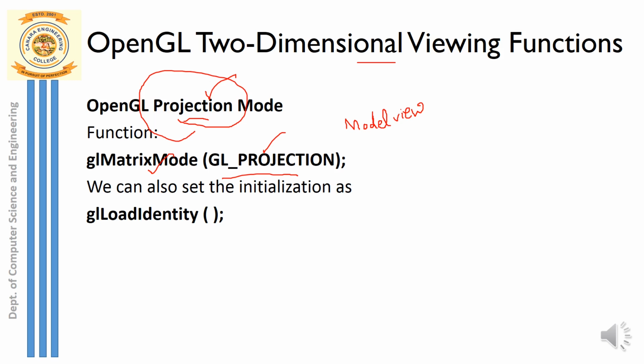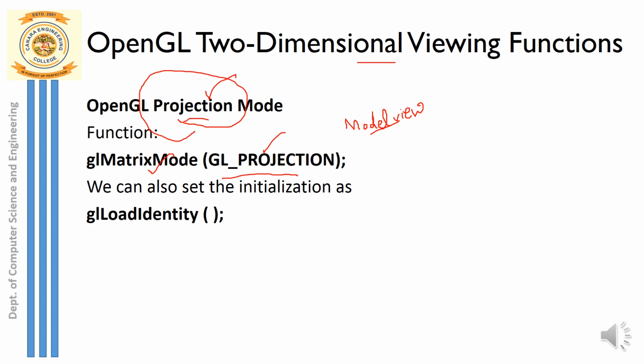Now since we have set up the mode to projection mode, we are ready to render the graphics on the display window. So for the final display on the display window, the mode must be projection mode. If you set up the mode as model view, we don't get to see the graphics displayed on the display window.